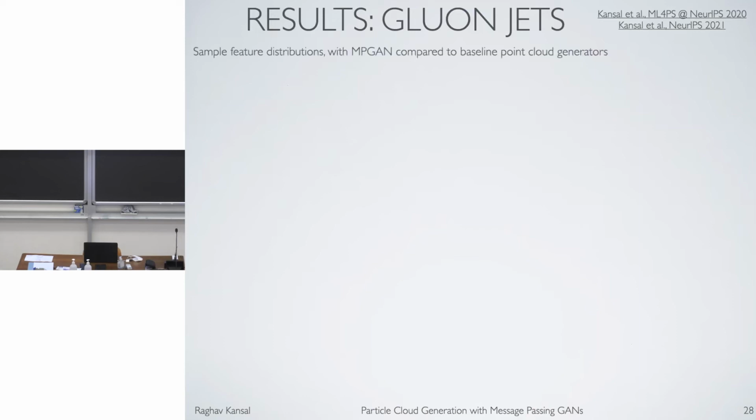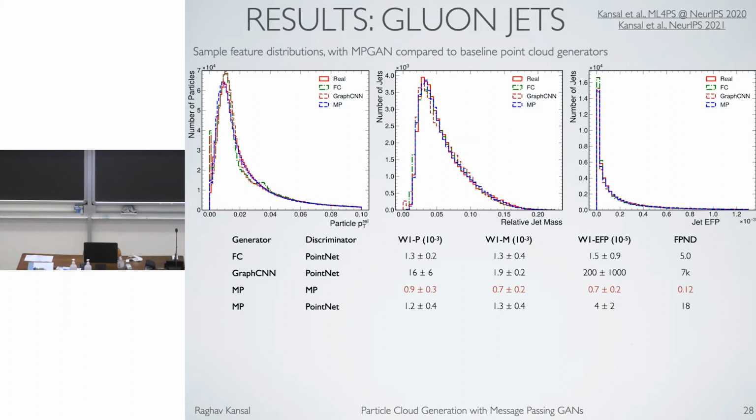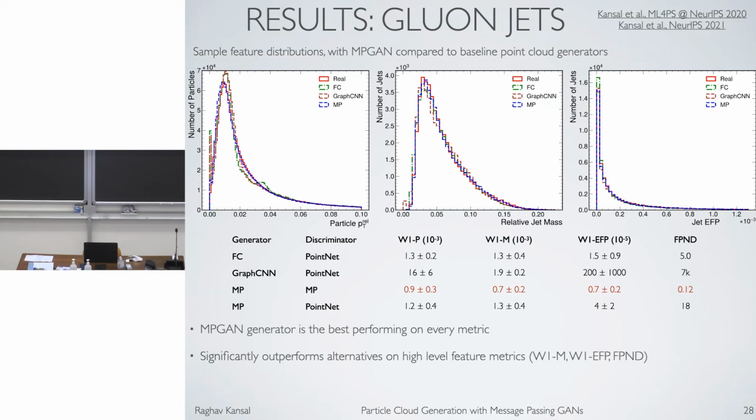And so the results, first, I'll just show on gluon jets, where we can first look visually at some distributions: the particle momentum, the jet mass, and a jet energy flow polynomial, which is basically measuring the particle correlations. We can see visually that the real distribution in red matches really well with our generated distribution from MP-GAN in blue. We also compare with some existing point cloud models from computer vision in green and brown. We see both qualitatively and quantitatively on the metrics I mentioned that MP-GAN performs the best. It significantly outperforms on the high level features, which are these global features like the jet mass, energy flow polynomials, and the Fréchet ParticleNet distance.